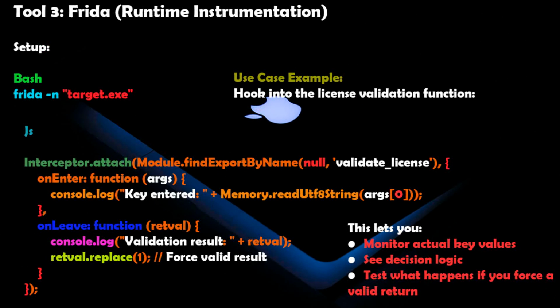Tool 3: Frida, runtime instrumentation. Goal: inject code at runtime to monitor or alter license logic. This lets you monitor actual key values, see decision logic, and test what happens if you force a valid return. Frida is ideal for black box testing, runtime hooking on Windows, Linux, Android, iOS, and ethical testing without modifying the binary.